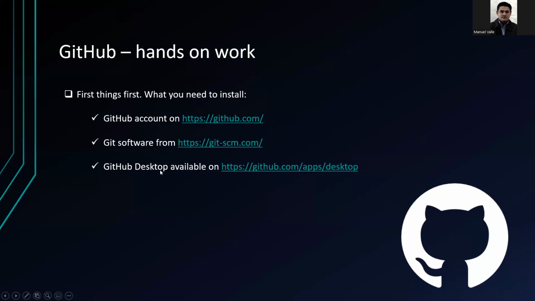And finally, this is optional but very important, and I'm going to show you how to use it. This is the GitHub Desktop. It is available on this location, github.com/apps/desktop. Okay. And so install these two tools at least, or these three tools if you want to, and we are coming back in a while.